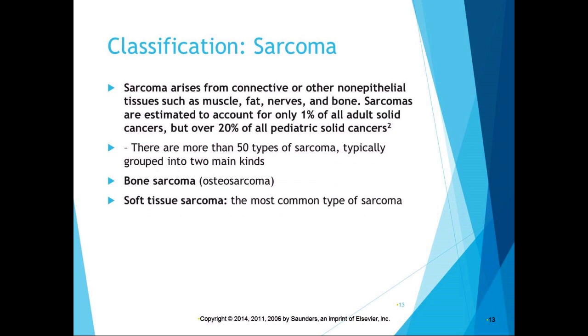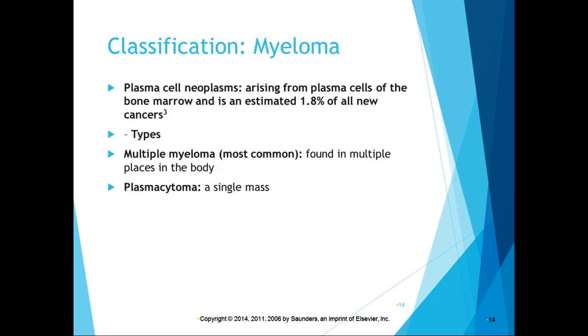Sarcoma arises from connective or other non-epithelial tissues such as muscle, fat, nerves, and bone. Sarcomas are estimated to account for only 1% of all adult solid cancers, but over 20% of all pediatric solid cancers. Interesting, I think. There are more than 50 types of sarcoma, typically grouped into 2 main kinds: bone sarcoma, osteosarcoma, and soft tissue sarcoma. Soft tissue sarcoma is the most common type.